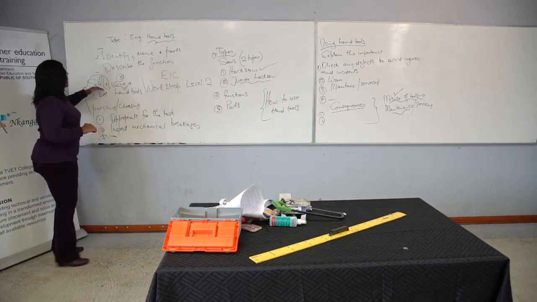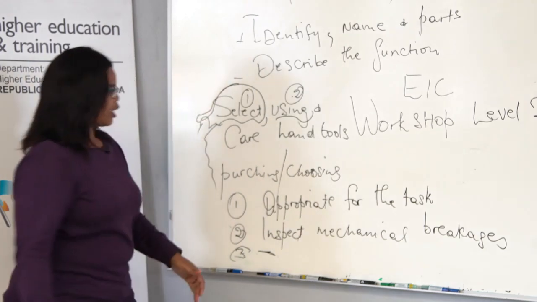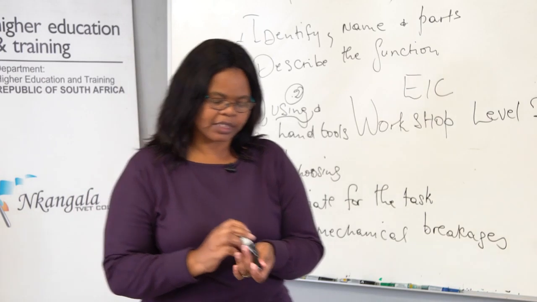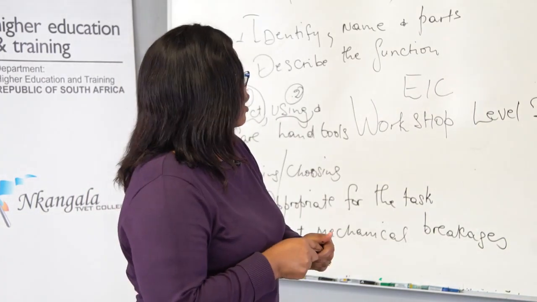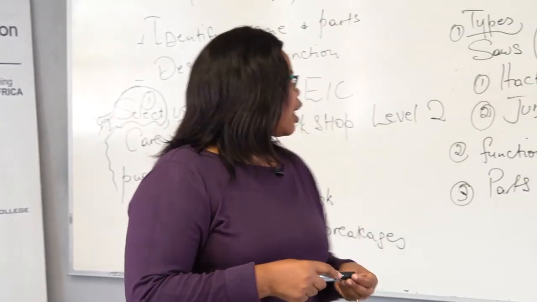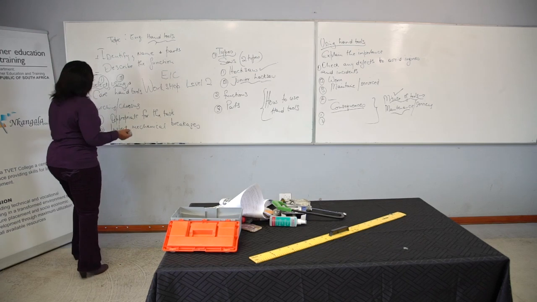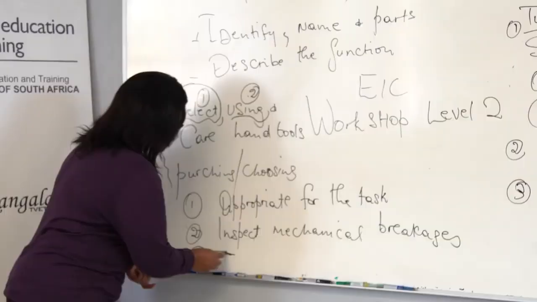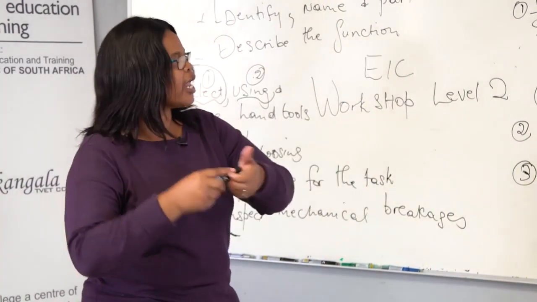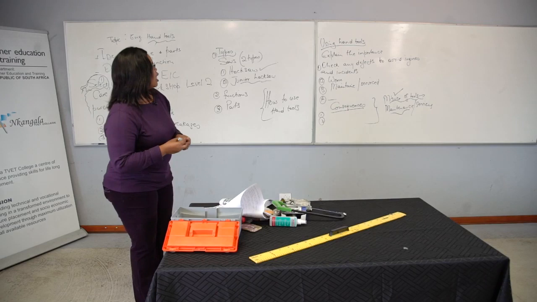When you are doing a selection of the tools, you check if it conforms with the SANS code of practice, if they are in good working condition, if there are no breakages, there are no defects, and all of that. Then you name the parts, you list the power tools.